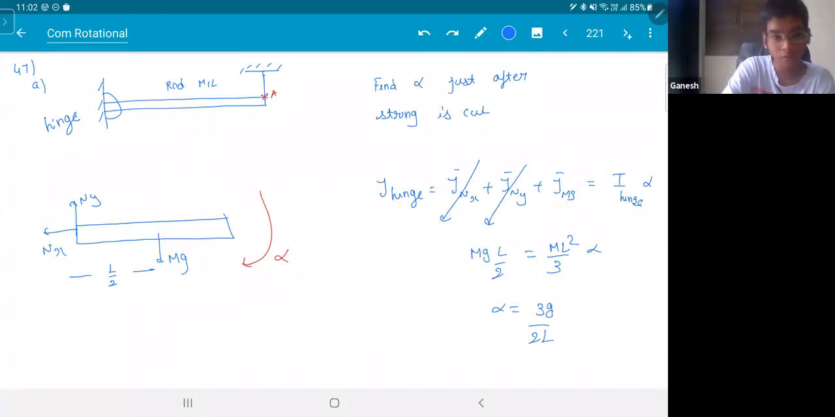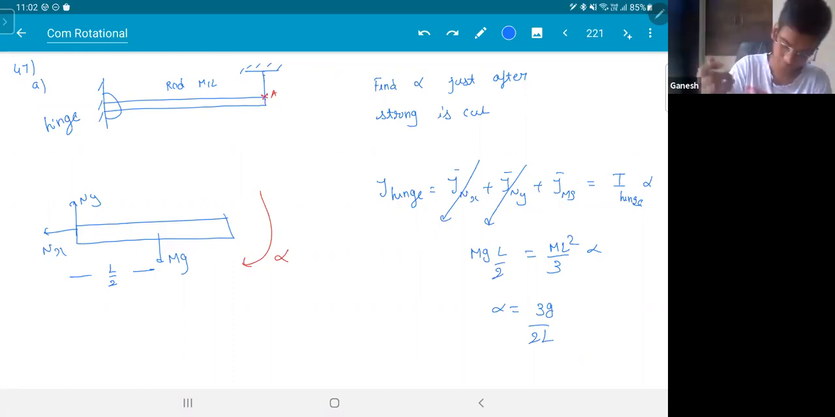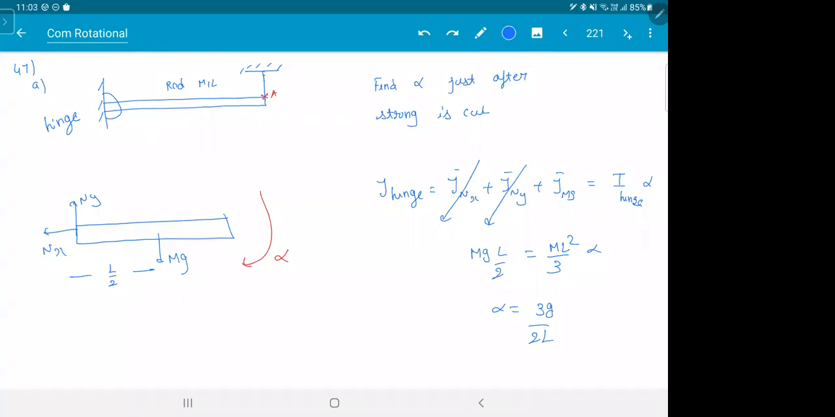Sir, yes Ganesh. There will be no torque due to tension. The string is cut, right? Where is the tension now? The string is cut, that is why it is moving. Clear with this thing? Copy?